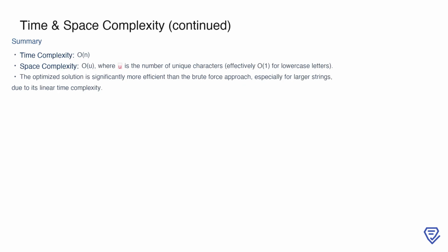To summarize, the time complexity of the solution is O(n), and the space complexity is O(U), where U is the number of unique characters in the string. For strings containing only lowercase English letters, this space complexity simplifies to O(1). The optimized solution stands out as significantly more efficient than the brute force approach, especially for larger strings, due to its linear time complexity. By directly processing contiguous blocks and leveraging the Counter for character frequency calculations, the solution achieves a balance of simplicity and efficiency.